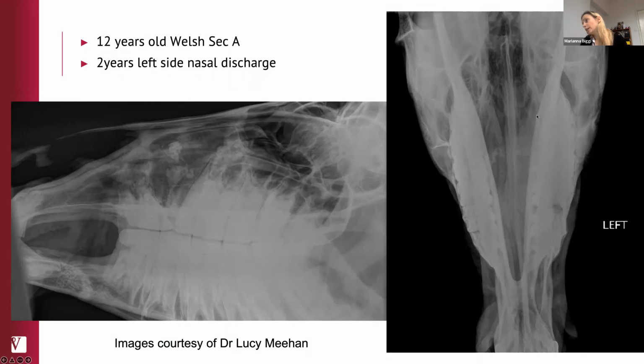You can see the location of the material on this DV view, which is rostral to the rostral maxillary sinus, mainly within the nasal cavity. So to me, this pattern is really typical of the presence of food within, in this case, the nasal cavity, but would look similar if it was in the sinuses.